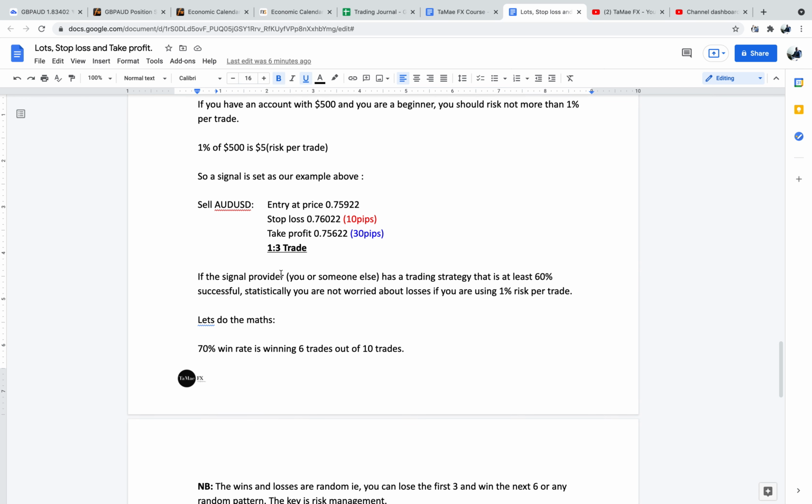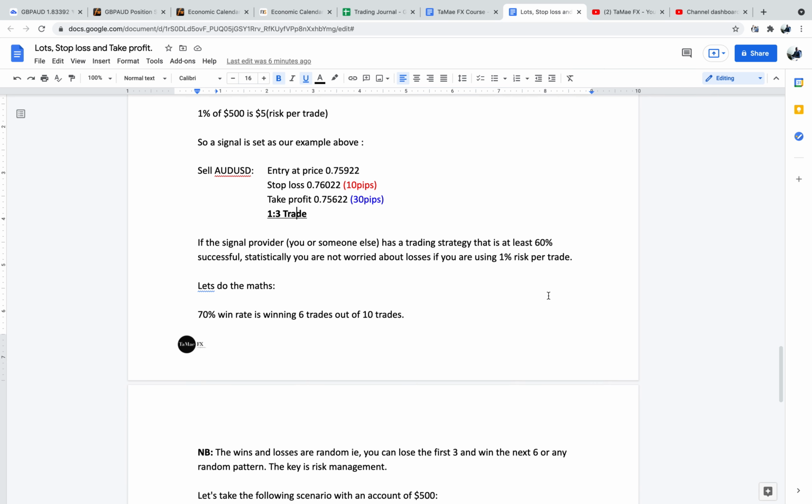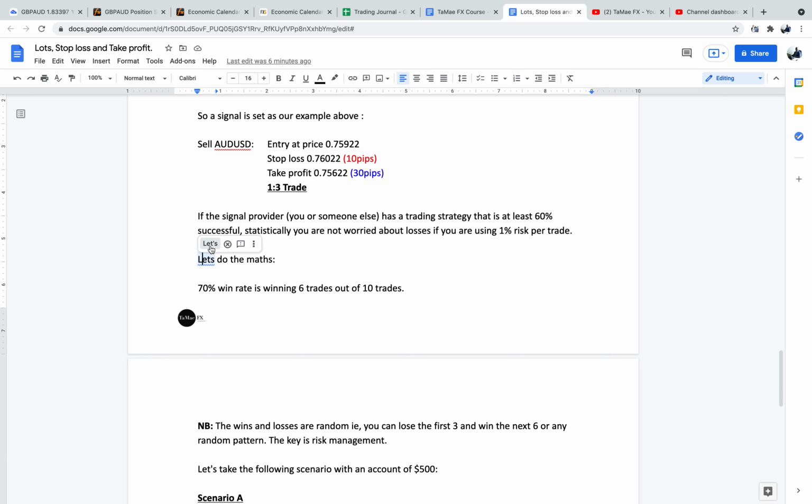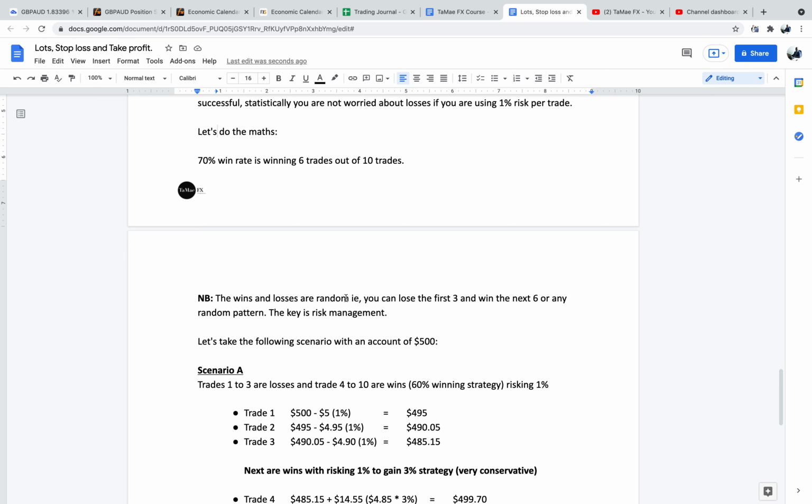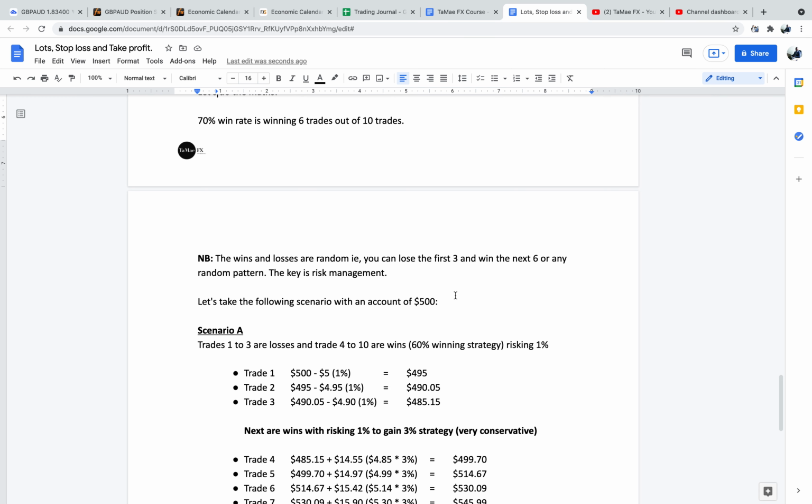If the signal provider or yourself has a trading strategy that is at least 60% successful, statistically you are not worried about losses if you are using a 1% risk per trade. There are no concerns because you know that your risk management is in check. Let's do the math here. Okay, a 60% win rate is winning 6 trades out of 10 trades, right? The wins and losses are random. That is, you can have the first 3 losses and win the next 6 trades. So probability is random. The key is risk management.